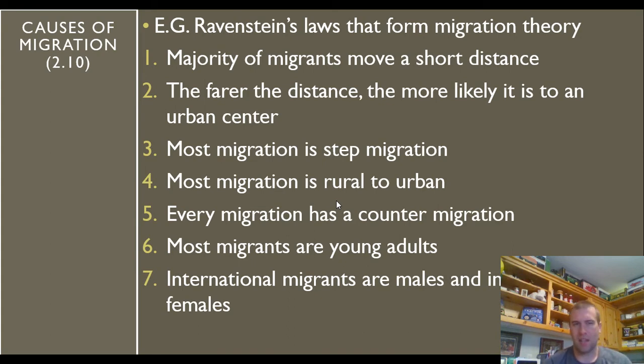Now, number 7 has gotten to be a little trickier. International migrants are males and internal are females. That can be true, but in general, it's this: the longer the distance, the more likely it is to be a male as opposed to a female.